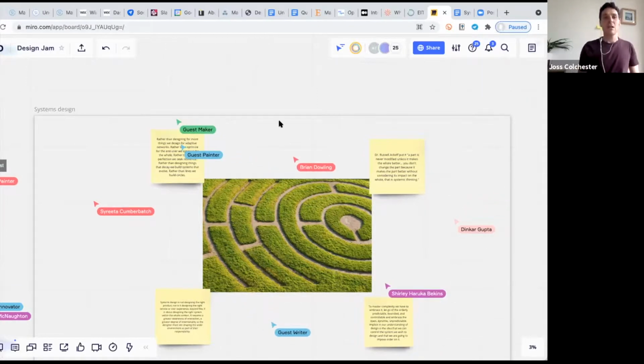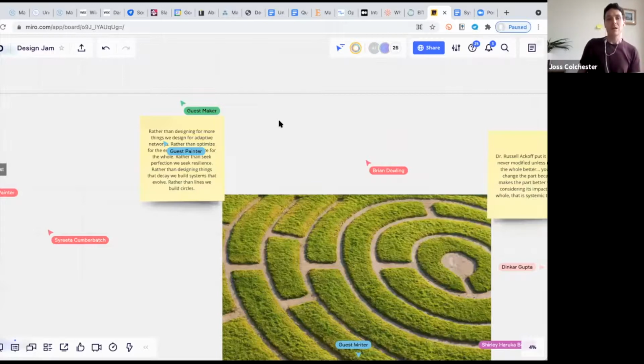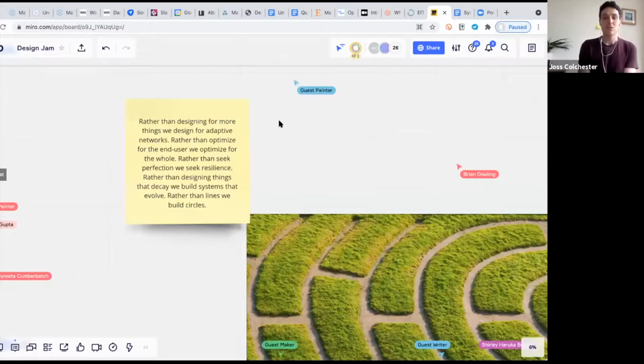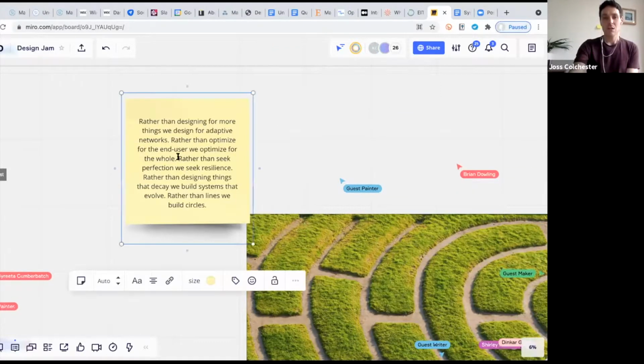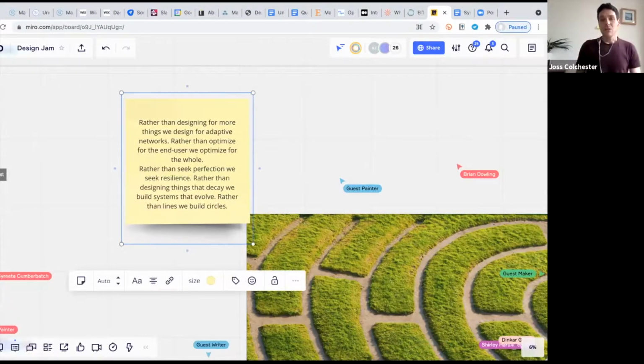Anyway, rather than design for more things, we design for adaptive networks. So this is the section talking about what systems design is. Rather than optimizing for the end user, we optimize for the whole. So it's trying to go beyond the user-centered world and think we're not just optimizing for the user. We're now trying to think about all of these stakeholders and all these different dimensions that are being affected.